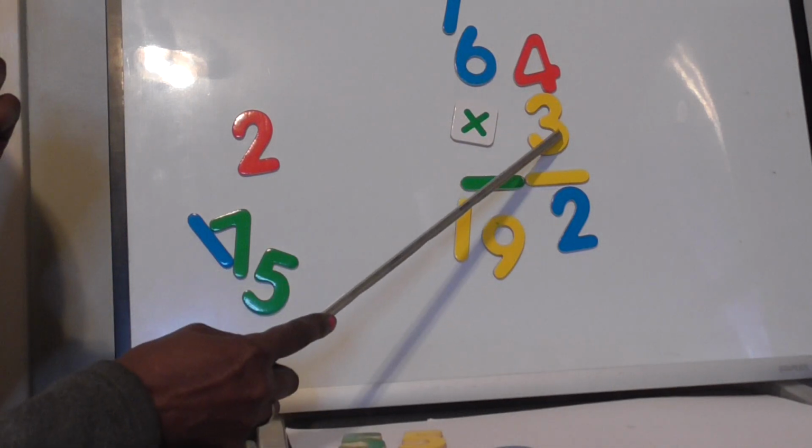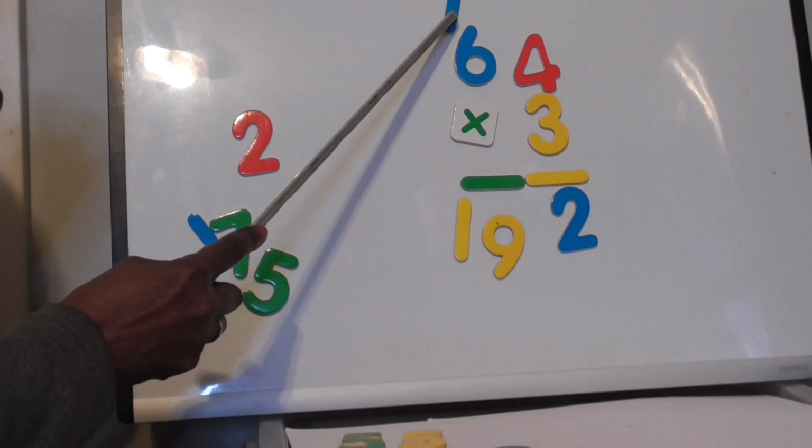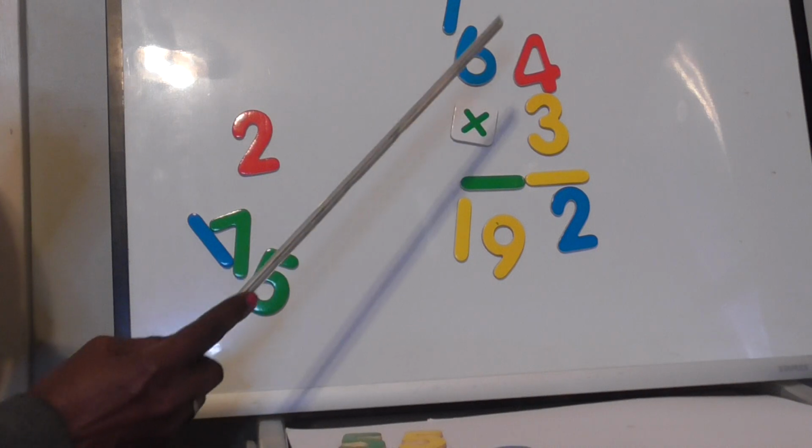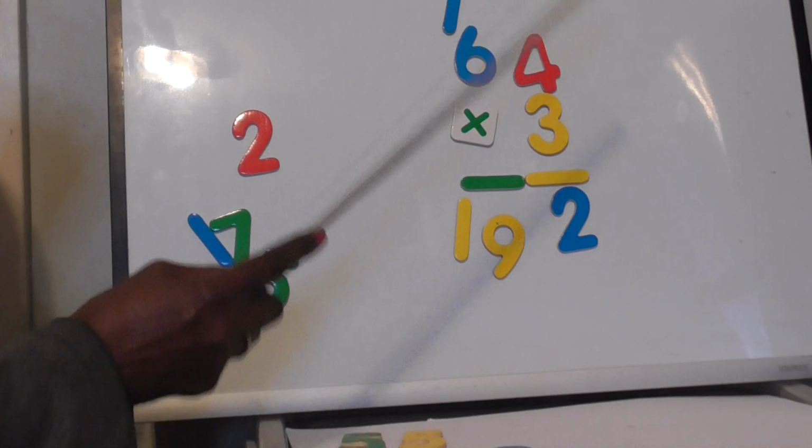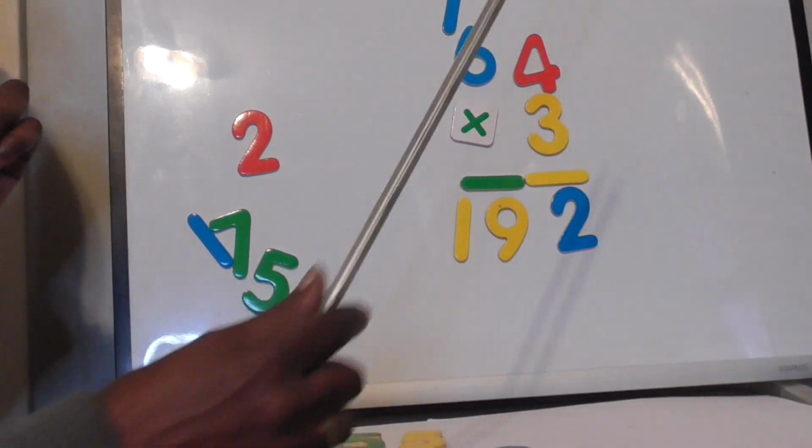How do we do that? 3 times 4 is 12, 2 carry a 1, 6 times 3 is 18. You add that 1 from the tens column, the answer is 192.